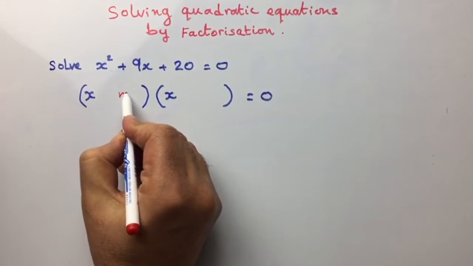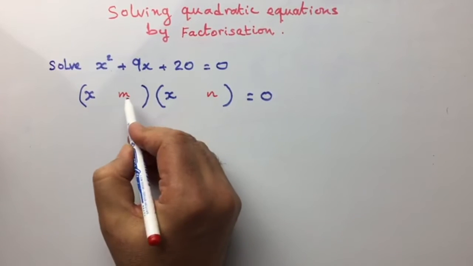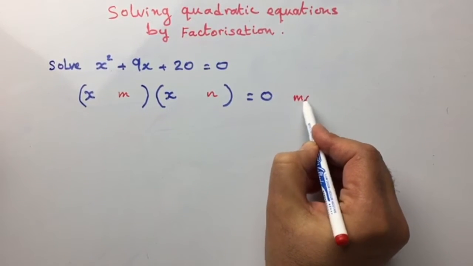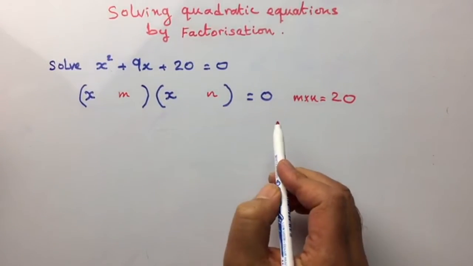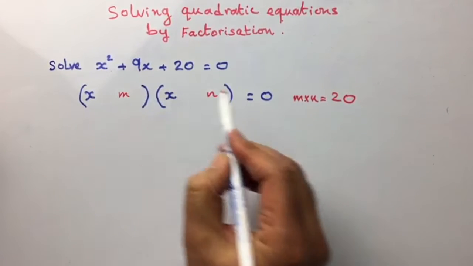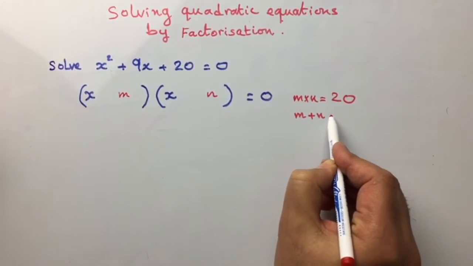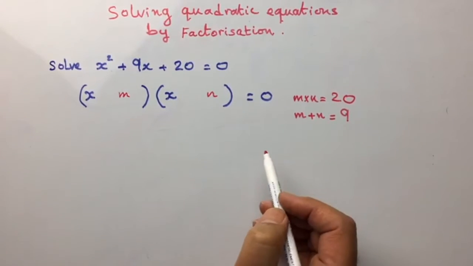We will call them m and n. You have to find two numbers that, when you multiply them, you get 20. So let's say m times n is equal to 20. And when you add them, you get 9. So m plus n should be 9. All right, so that's how we solve this quadratic equation.